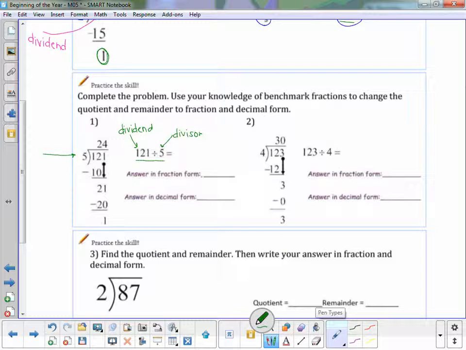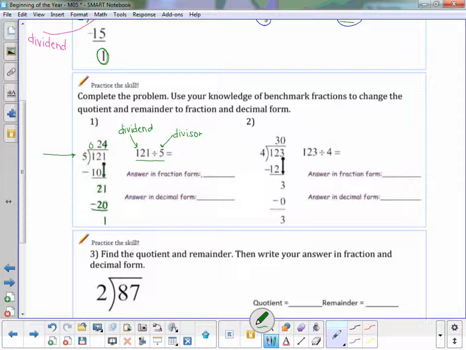Okay. So 5 does not go into 1, but 5 does go into 12 2 times, because 5 times 2 is 10. The difference between 12 and 10 is 2. Then I'm going to bring down my 1, so I now have 21. 5 goes into 21 4 times, because 5 times 4 is 20. I'm going to find the difference, and I have 1 left over.